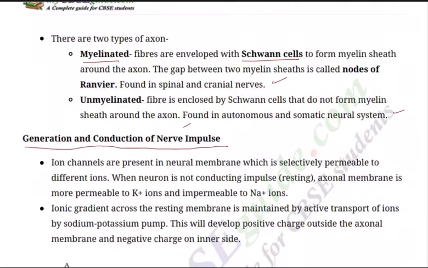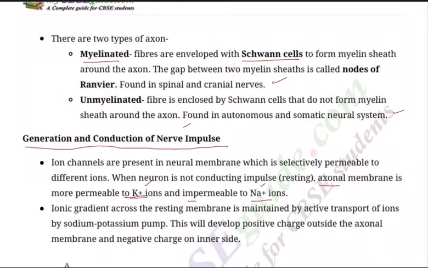Basically, ion channels are present in the neural membrane, which is selectively permeable to different ions. When a neuron is not conducting an impulse, that means it is at rest. The axonal membrane is more permeable to potassium ions, K plus ions, and impermeable to sodium ions. This is the first statement you need to remember. They permit only K plus when they are not conducting an impulse, and they are impermeable to sodium ions.